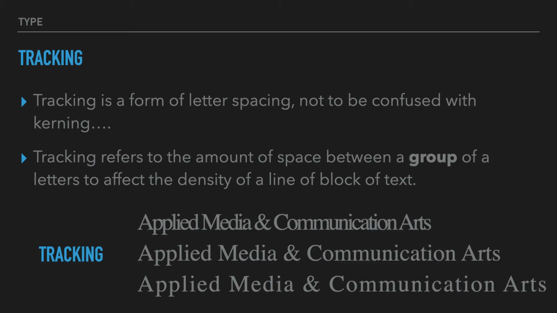Tracking. Tracking is a form of letter spacing, not to be confused with kerning. Tracking refers to the amount of space between a group of letters to affect the density of a line or block of text. So you notice in the top line of Applied Media and Communication Arts, all the letters are squished together, touching, and so it affects all of them.